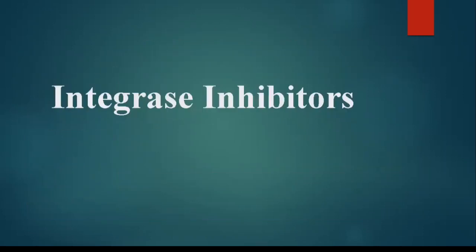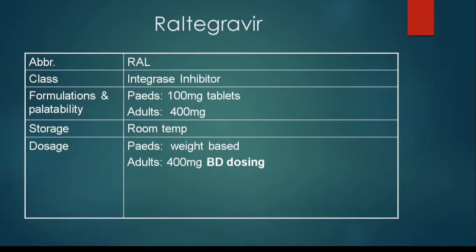So here we're looking at our last class of drugs, which is the integrase inhibitor. Under the integrase inhibitor, we're going to look at our first drug, which is raltegravir. It is abbreviated as RAL. This drug is presented in pediatrics as 100 milligrams in tablets, and in adults it's 400 milligrams in tablets.